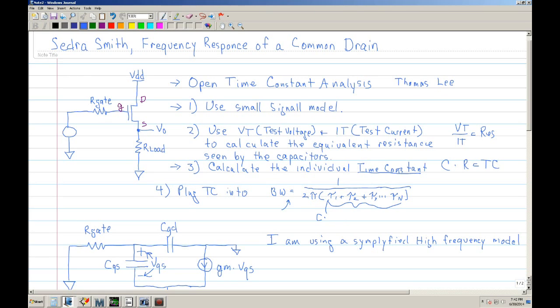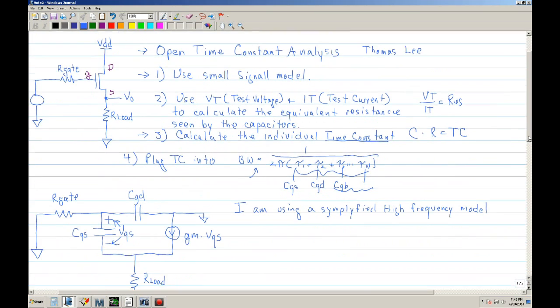In this case, it could be a CGS. The next one could be a CGD, and there's other capacitors. I believe there's a CGB, a gate to bulk, and I believe there's one for the bulk as well. Now I'm not using these in my simulation. We'll be using just the CGS and CGD to simplify the analysis, make it a little bit easier to follow.